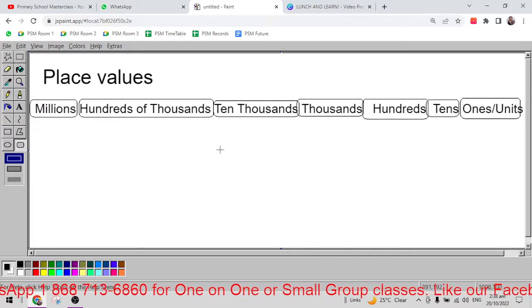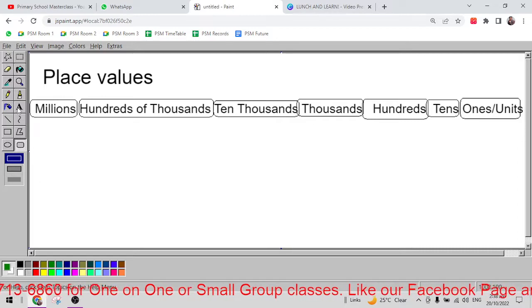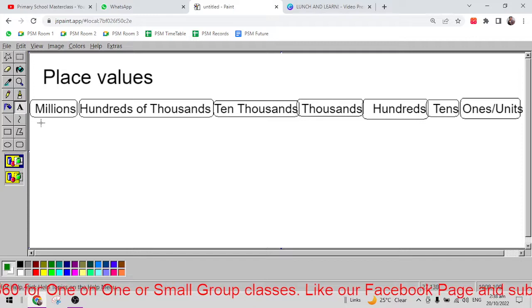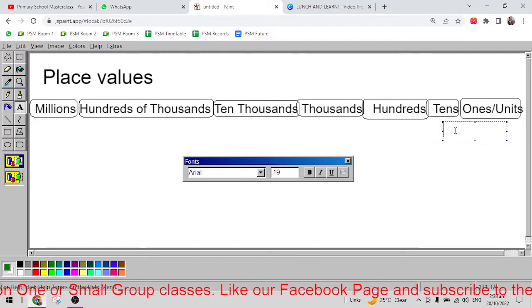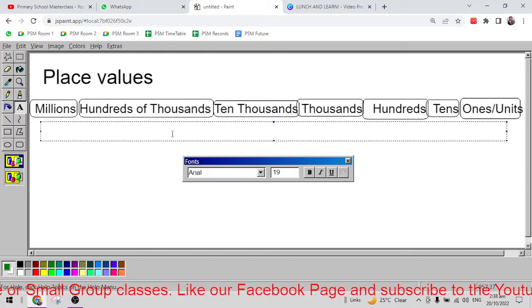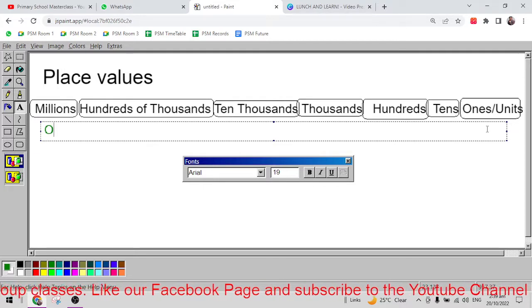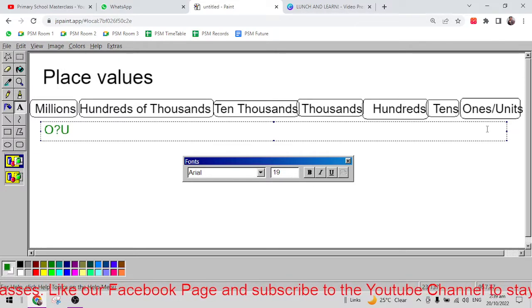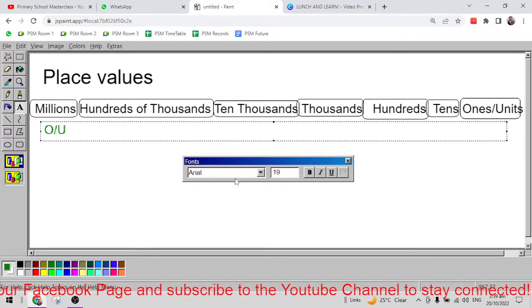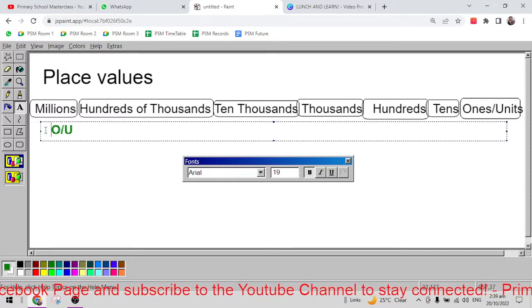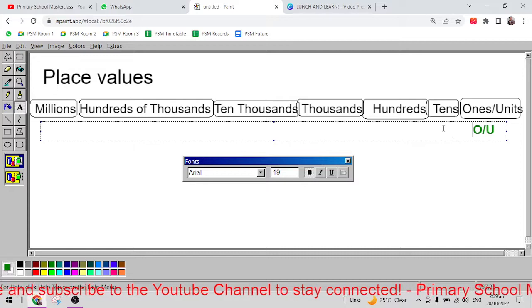Okay, good. What I'm gonna do now, let's do this in green, is give the little abbreviation for them. For ones, we generally say the O column or the unit column. Depends on your school. Your school would have different things going on. That's no problem at all. That would be the ones column or the unit column.